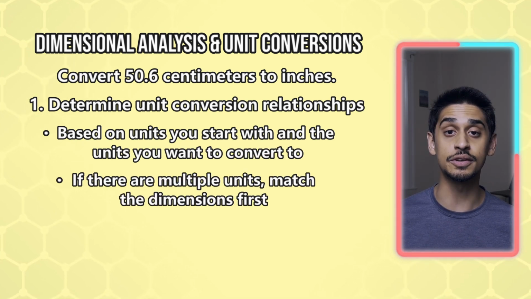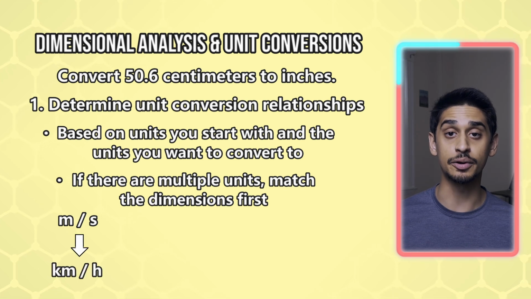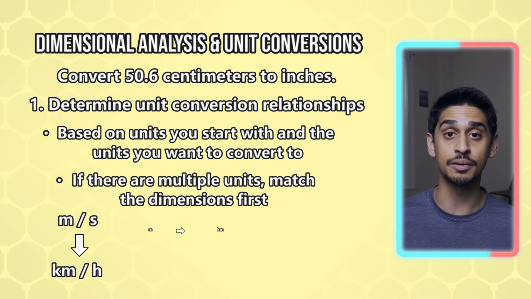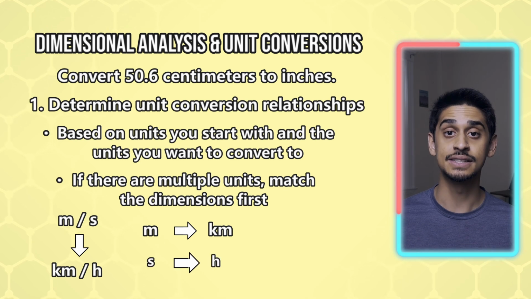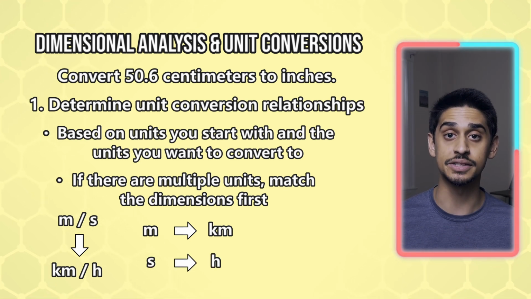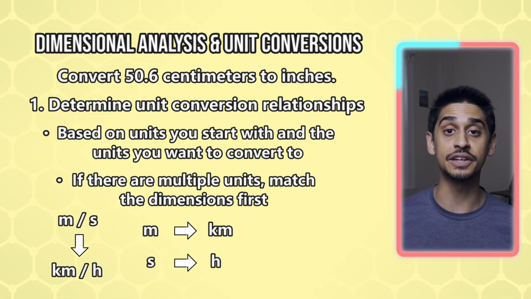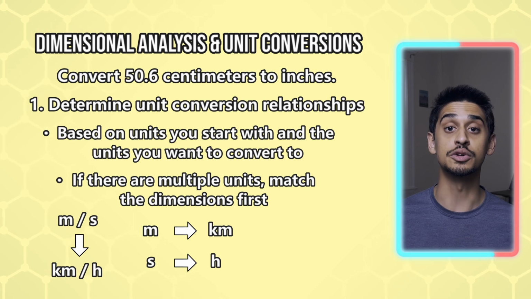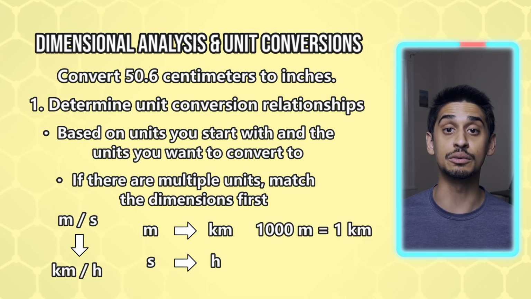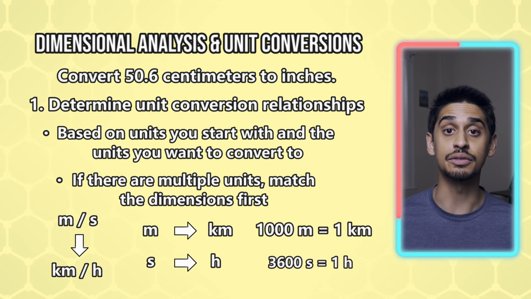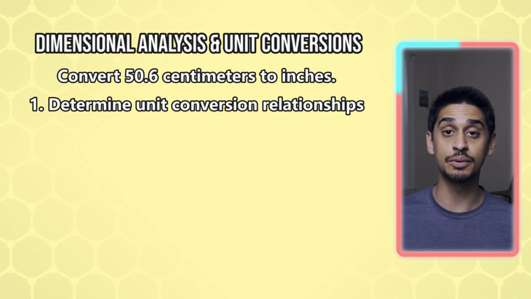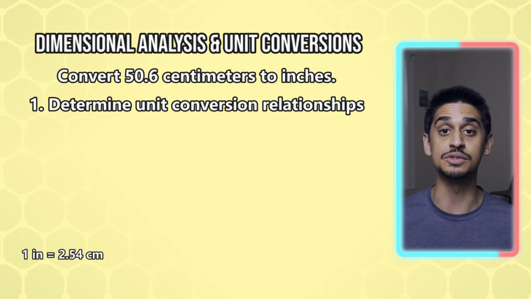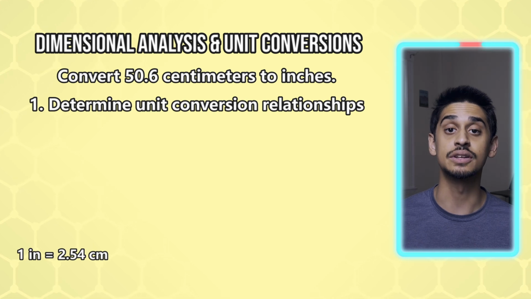For instance, if we wanted to go from meters per second to kilometer per hour, we would match up meter and kilometer as the length dimension, and we would match up second and hour as the time dimension. We would then find the corresponding unit conversion relationships, which would be 1,000 meters equals 1 kilometer and 3,600 seconds equals 1 hour. So in our example, the unit conversion relationship we want is 1 inch equals 2.54 centimeters.